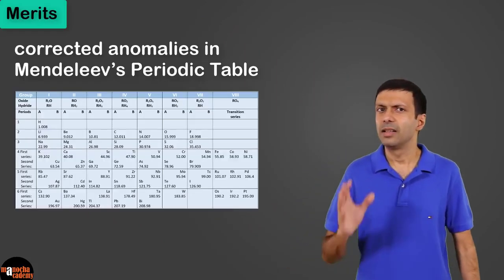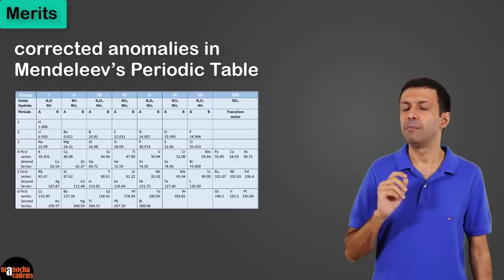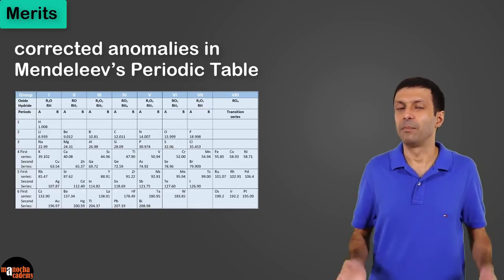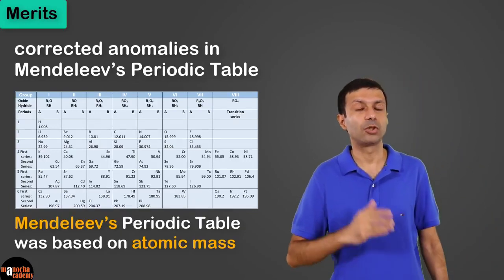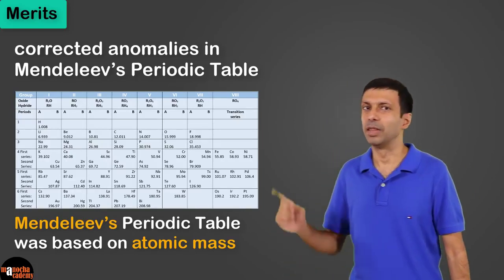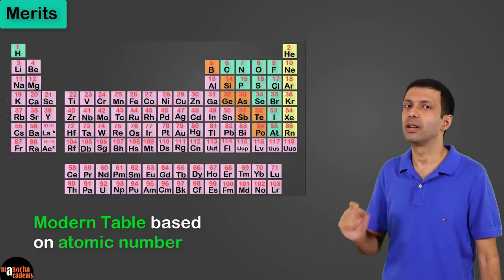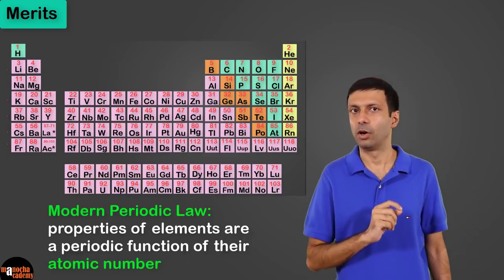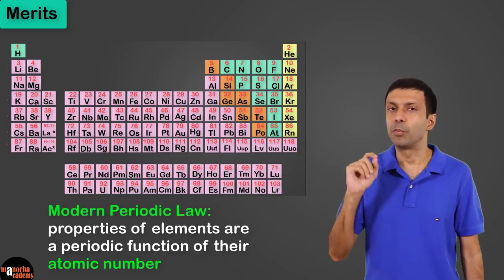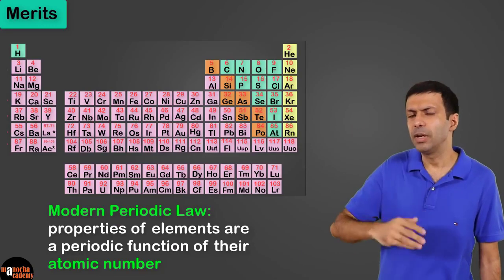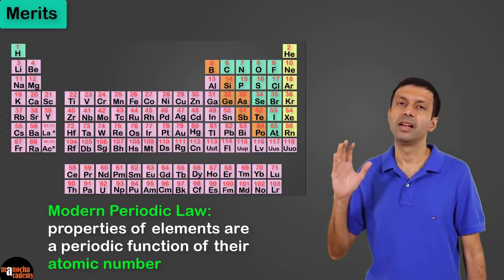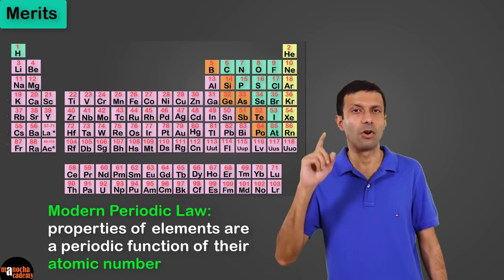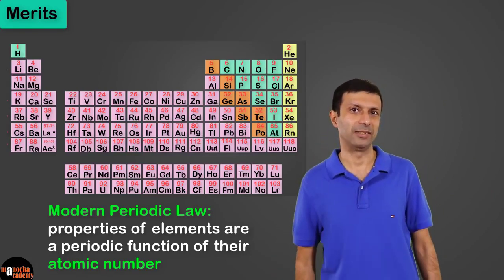The merit is that it corrected the anomalies in Mendeleev's periodic table. Now how did it do that? Because Mendeleev's table was based on atomic mass, but the modern table is based on atomic number. It's based on the modern periodic law, which states that the properties of elements are a periodic function of their atomic number. So let's take a look at how the anomalies of Mendeleev's table were corrected.